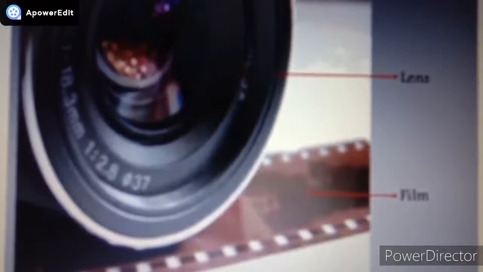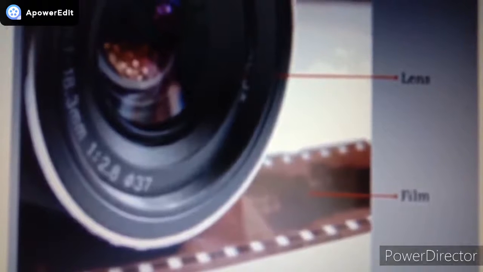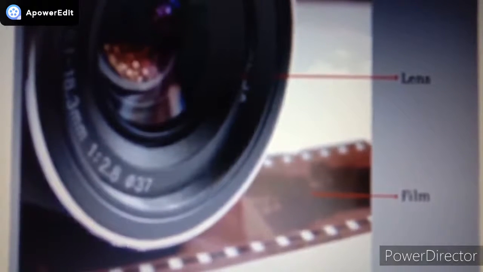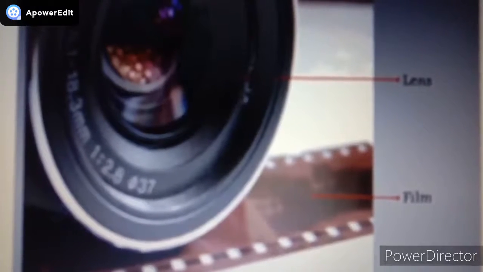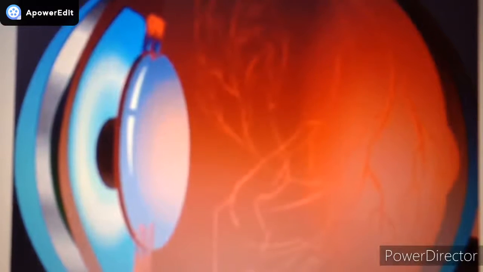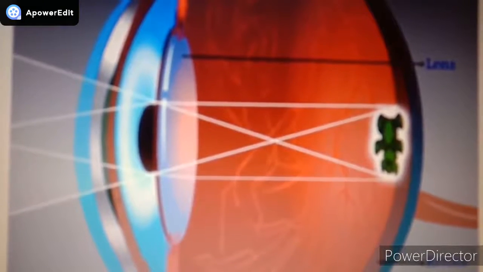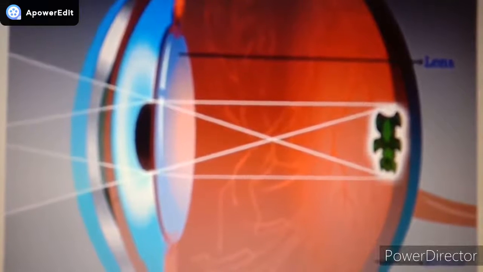Now you can see, just like a camera has a lens which focuses the image on a photographic film, similarly our eyes also have a lens which forms an inverted image on the photographic film known as the retina. So this is the lens which focuses the image on the photographic film of the eye, which is known as the retina.